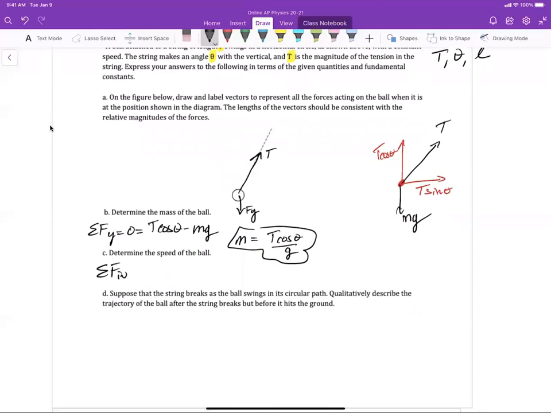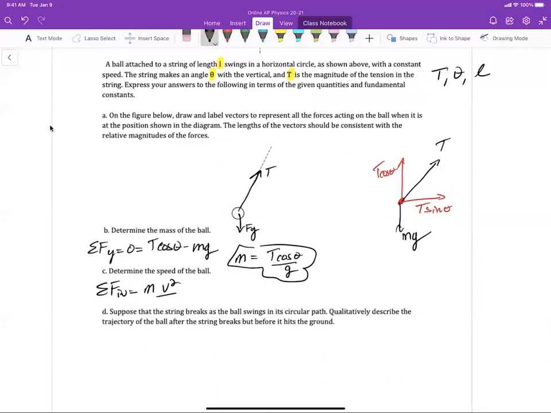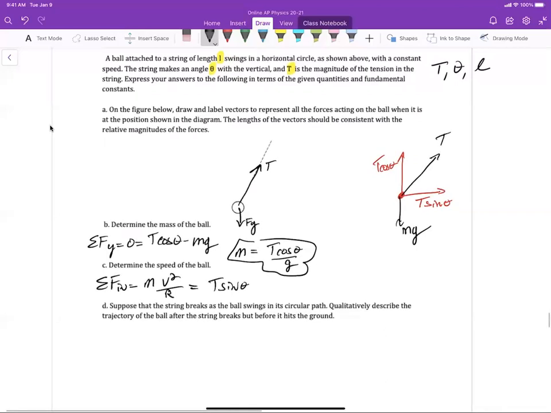Sum of the forces N is equal to the mass of the ball. Did they give us the mass? No. All right, v squared. They didn't say angular speed, by the way. So we actually have to find the linear speed. And the force inward is T sine theta. And so if we rearrange that equation for the velocity, we find the velocity is equal to T sine theta, all of that times r, divided by the mass, and we take the square root.